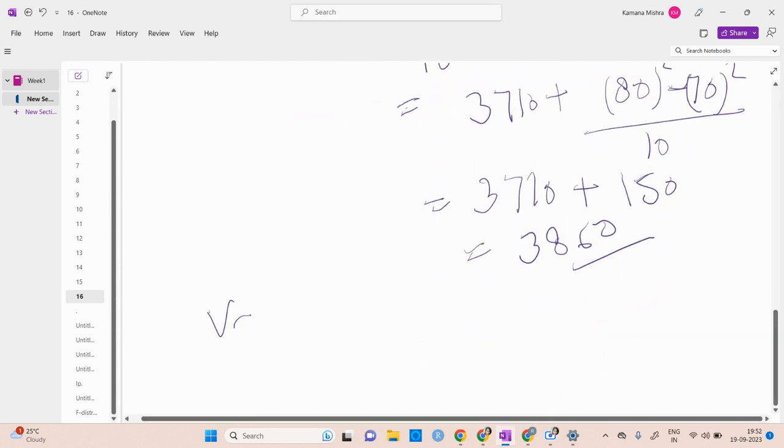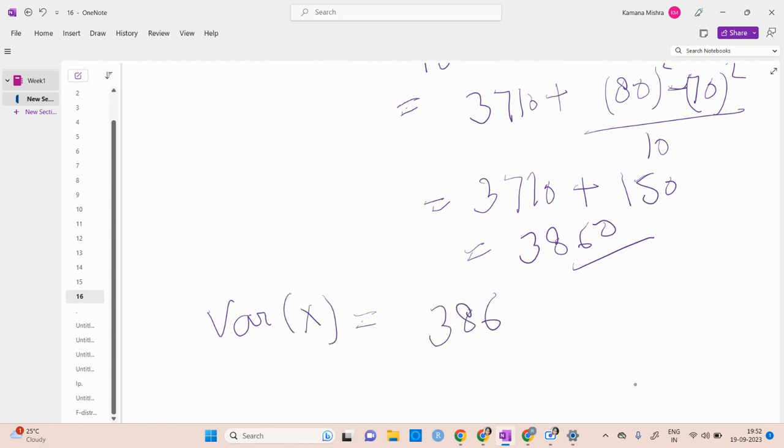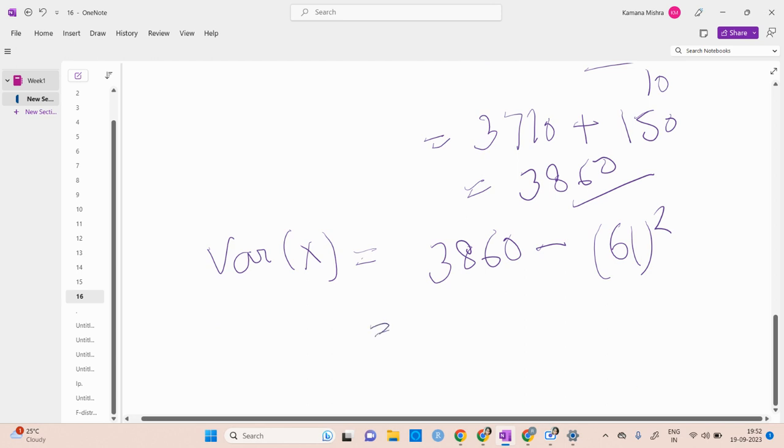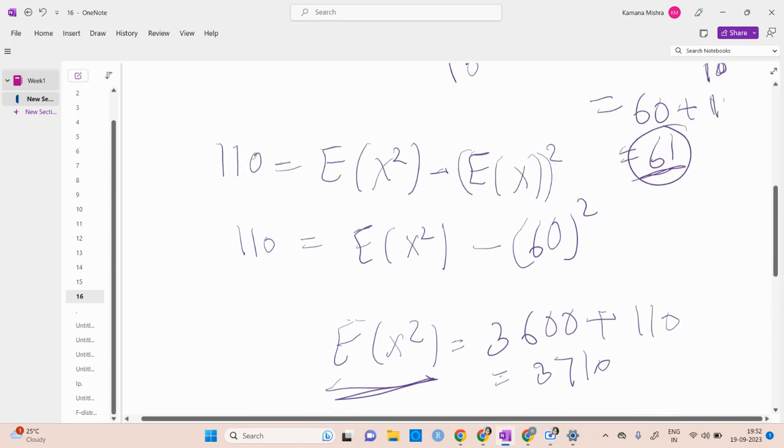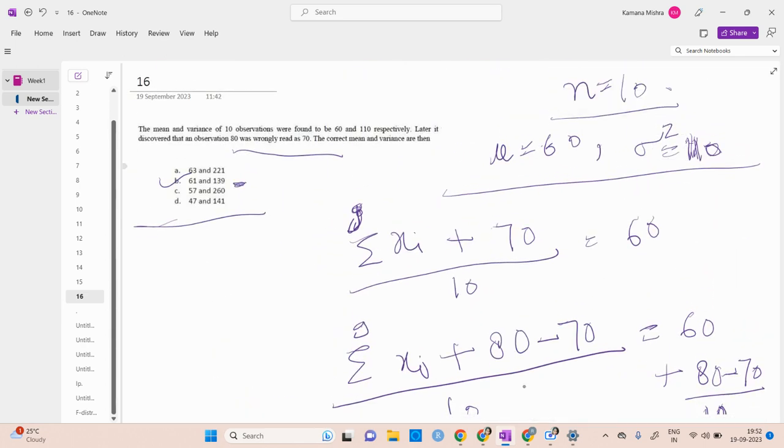So now the variance of x will be what? 3860 minus 61 square. 61 square is 3721, and then 3860 minus 3721 will be 139. So it was already given. Okay, this is 139.